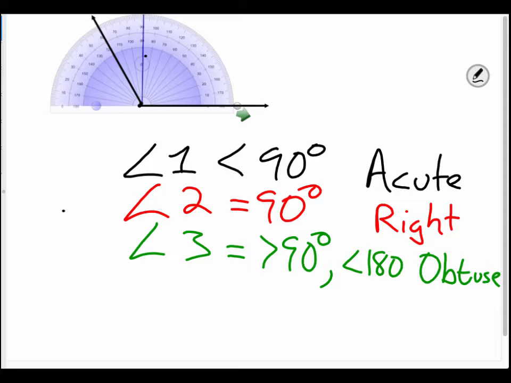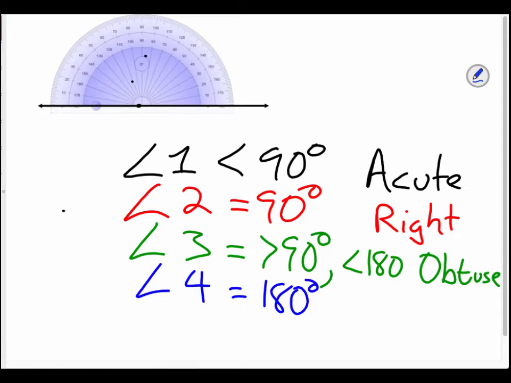Now if I take that same angle and it's equal to 180 degrees, what do we call that? Anybody know what we call that? What type of angle? It's a line, but it's straight. So we would call it a straight angle.